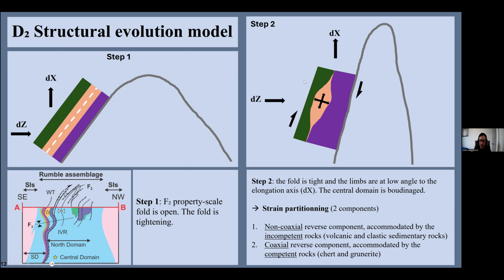And what I suggest is that we add strain partitioning with two components to our deformation. The first component would be a non-coaxial reverse component that was accommodated by the incompetent rocks, so the volcanic rocks on each side of the central domain, but also some of the clastic sedimentary rocks we can find inside the central domain. And the second component would be a coaxial reverse component that was accommodated by the competent rocks, so the chert and the grunerite inside the central domain.